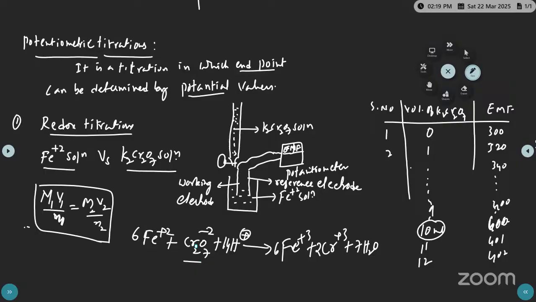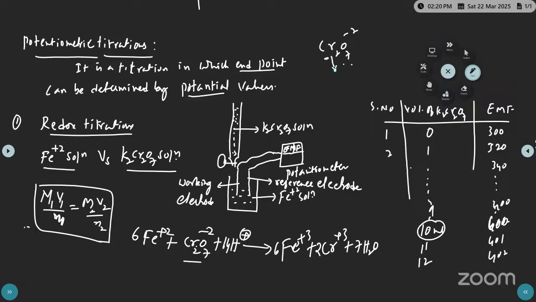What is the oxidation state of chromium here? Cr2O7 minus 2 is the oxidizing agent. Can you find the oxidation number? What is the oxidation number of chromium in Cr2O7 minus 2? So find the oxidation number of chromium. Plus 6. How can you find it?